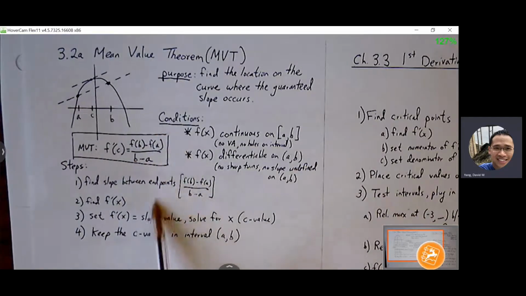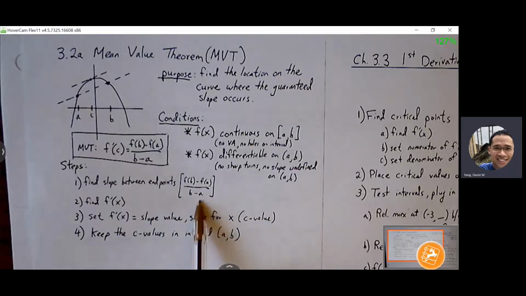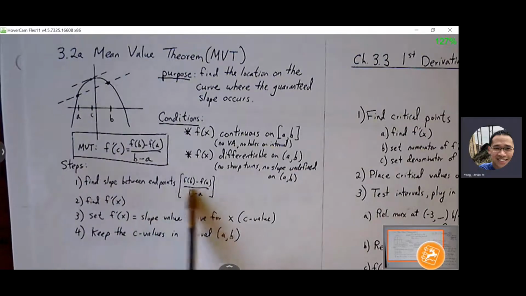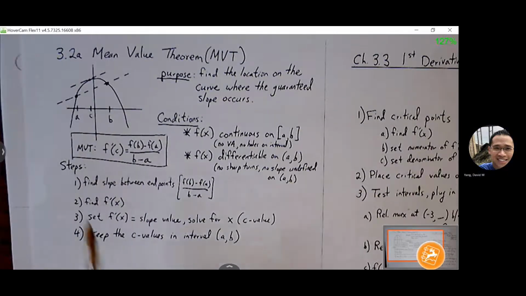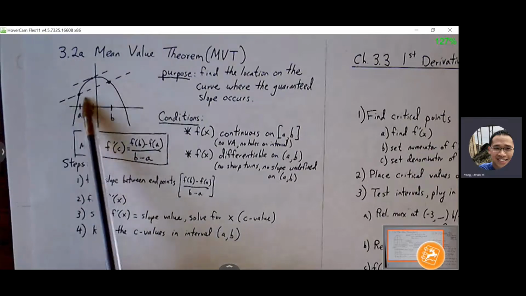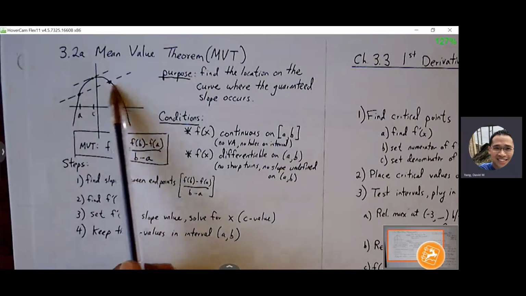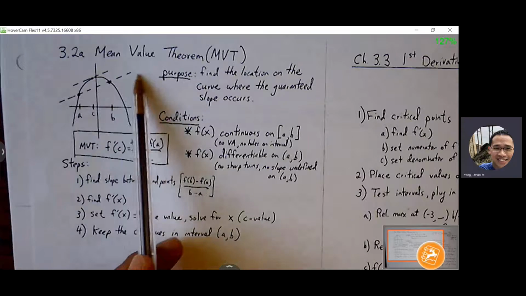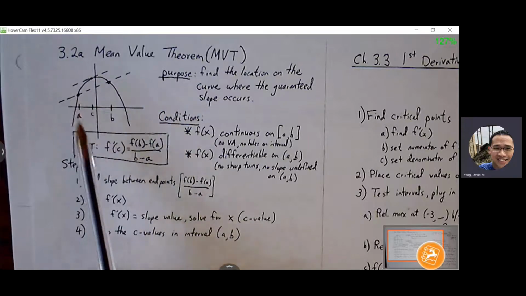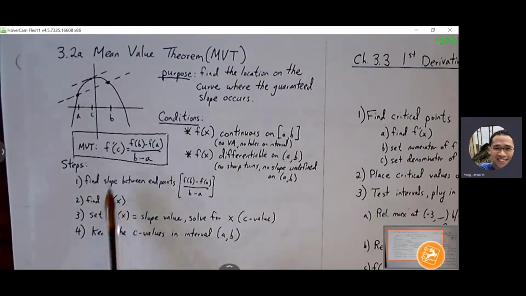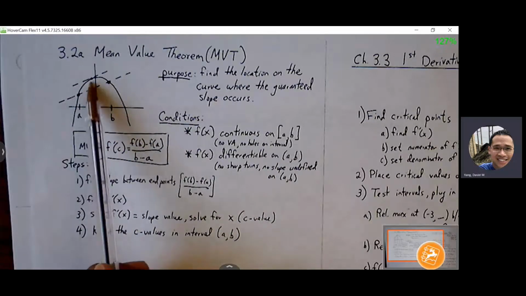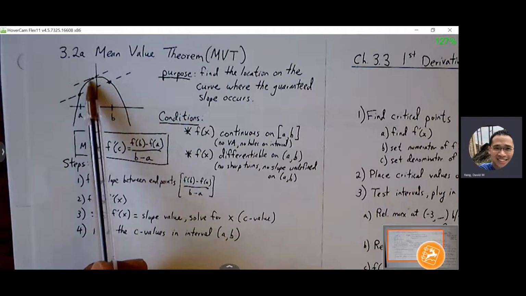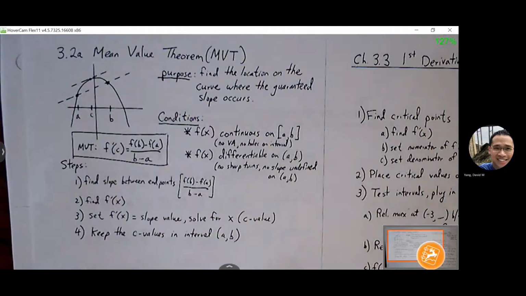So first thing we do is we always find the slope between the endpoints. So no calculus at the beginning, no derivatives at the beginning. We're just plugging in the x values, get the y values, get the slope. So we're trying to target what this value is. We want to know what is the slope between the endpoints. Once we can find that value, then we can find the derivative, and then we set the derivative equal to the slope that we're trying to target, and then we can find the location where that slope is going to exist.